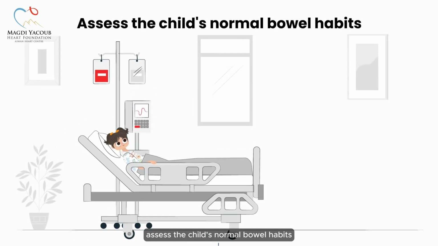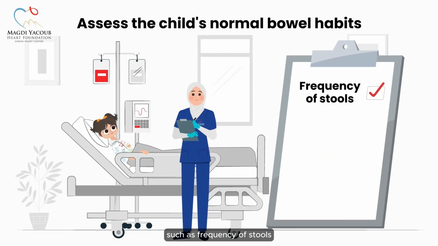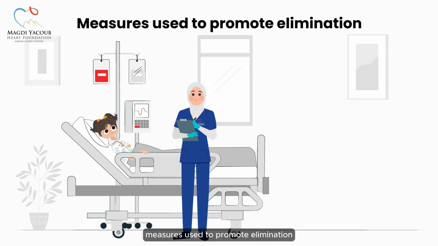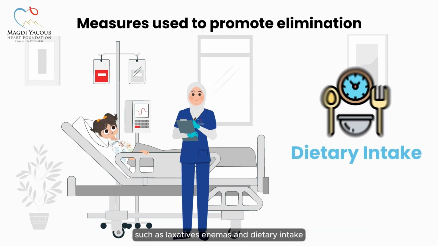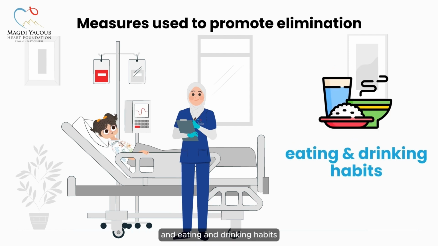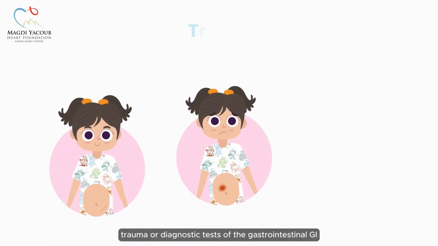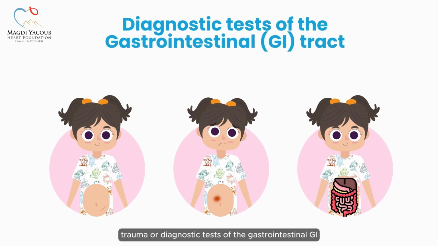Assess the child's normal bowel habits, such as frequency of stools, character of stools, recent changes in the character of stools, measures used to promote elimination, such as laxatives, enemas, and dietary intake, and eating and drinking habits. Assess the child's history of abdominal surgery, trauma, or diagnostic tests of the gastrointestinal (GI) tract.